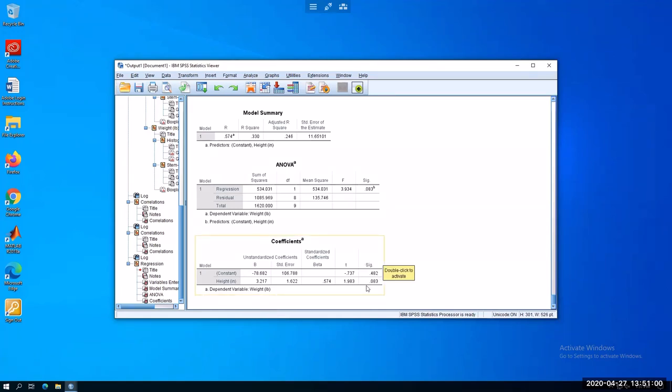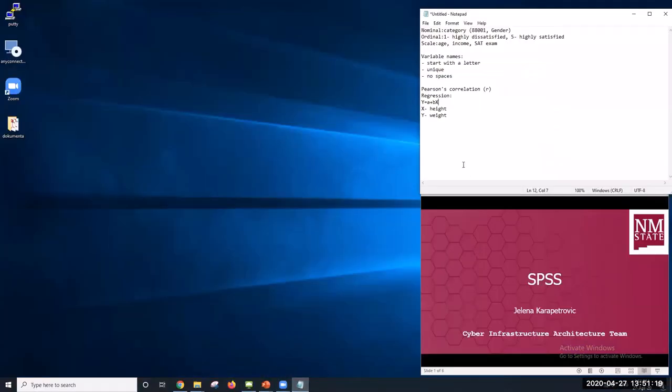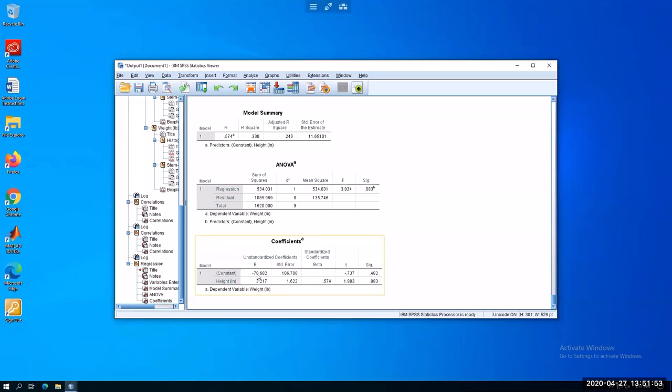If these were significant, we would know that the constant is minus 78.6, and the other coefficient is 3.2. Since we got these values, that would mean that our weight equals minus 78.6 plus 3.2 times height. So this would be our equation that we got. That's what these coefficients are for.